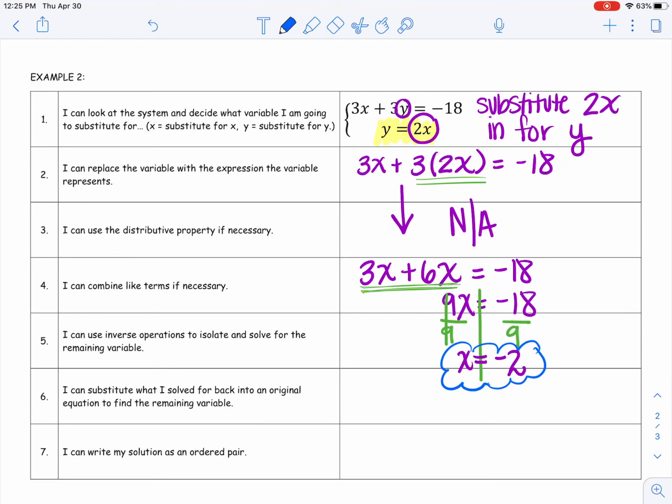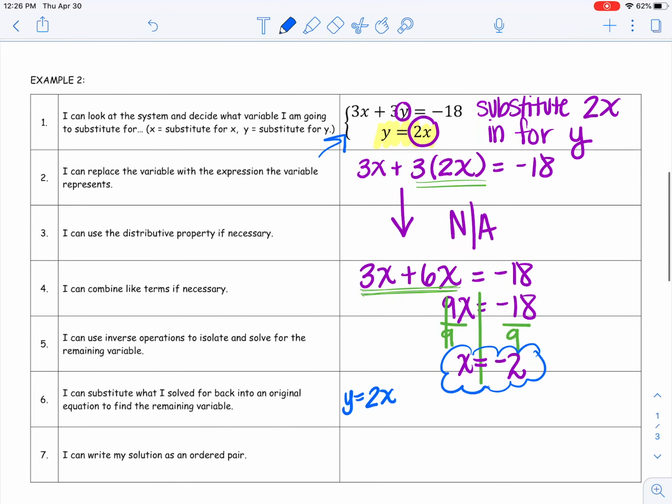Okay. We are going to have to do step 6 because we don't know what y equals. So we have to take this -2 and plug it back into one of our original equations. Pick the one that's the easiest. So I know I need to find out what y is. So I'm going to use this y equals 2x because that's not going to be very hard for me to substitute. So I know that x is -2.